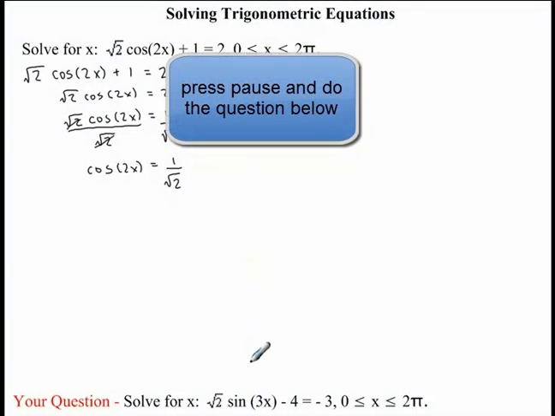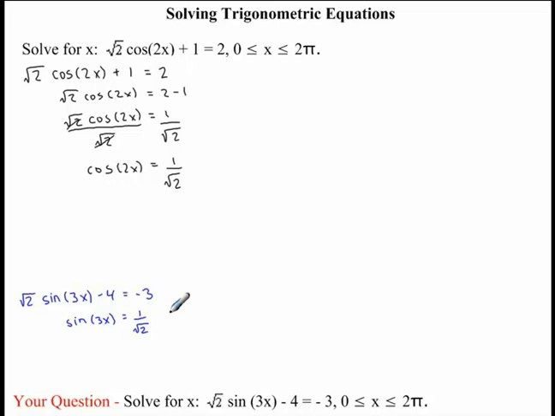I will now like you to isolate for sine of 3x in the question that you were given. This is the answer you should have got.